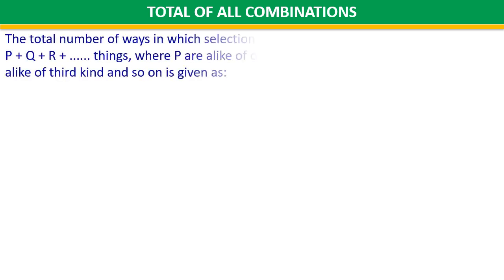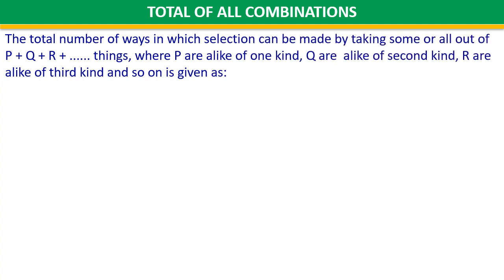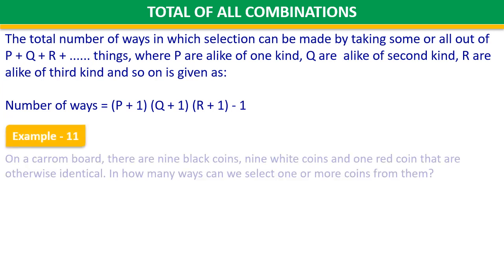Another variety of taking total of all combinations. The total number of ways in which selection can be made by taking some or all out of P plus Q plus R things, where P are alike of one kind, Q are alike of second kind, and R are alike of third kind, and so on. So the number of ways will be equal to P plus 1 multiplied by Q plus 1 multiplied by R plus 1 minus 1. Let us understand this with an example.